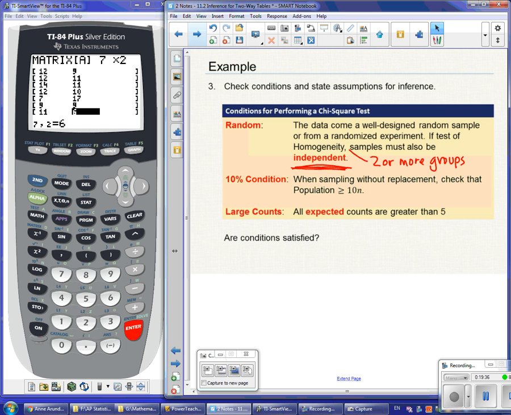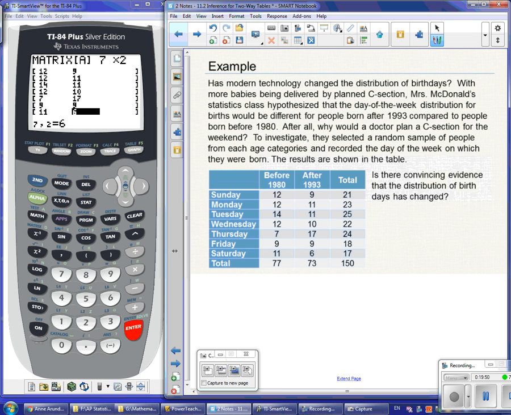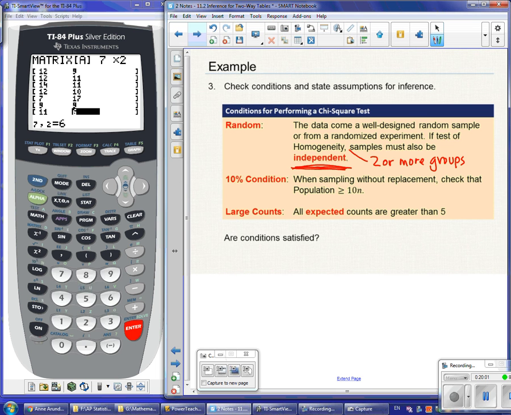So in this case, if you think about it, we were looking at random samples of individuals from the 2 different groups. I believe it said in the problem. If we look back at that problem, it says they selected a random sample of people from each age category. So we know we have random selection from both groups. Okay, so that's met, right? So random selection from both groups. We had one group that had 77 people in it. So we know that the population, if I say N of 1980, was 77, and I know that that population is greater.